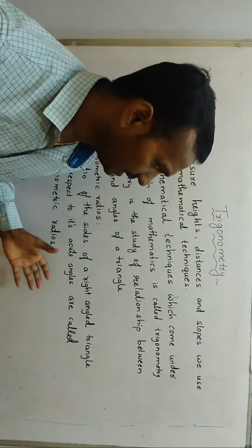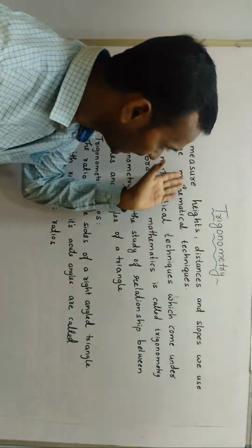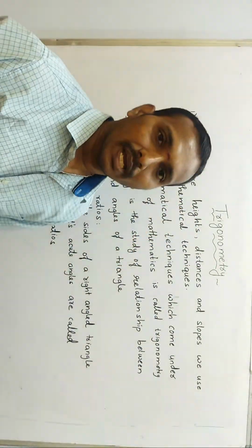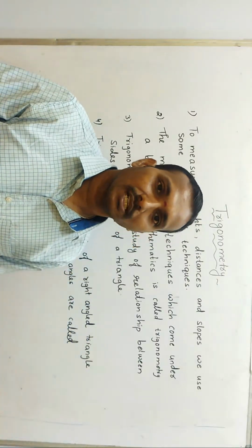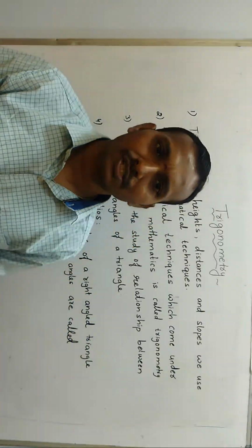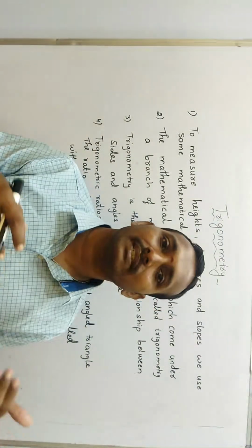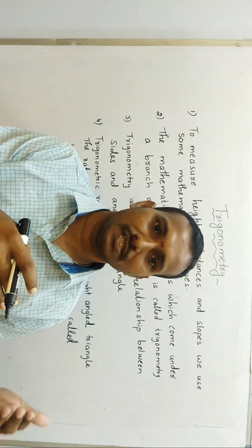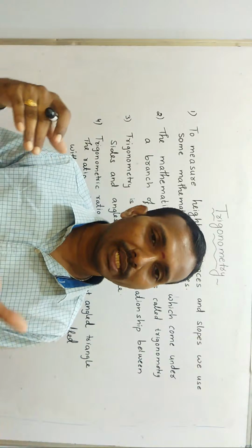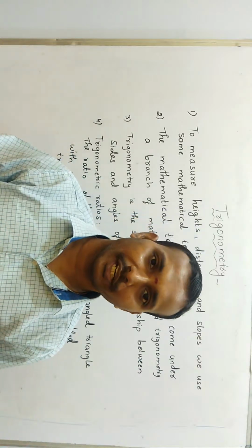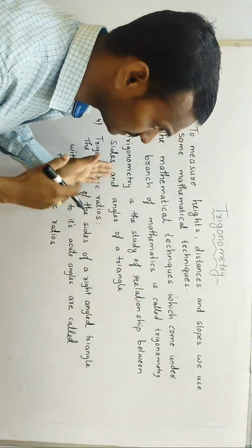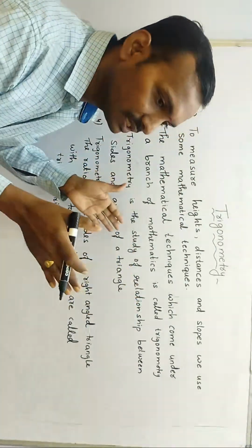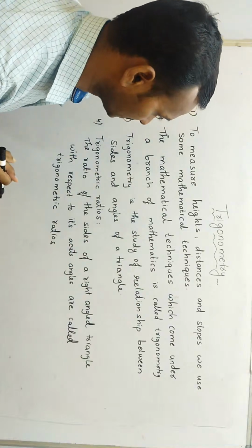So trigonometry helps us to find the height of objects and also the distance between two objects. For example, if you want to calculate the distance between the moon and the earth, we can calculate it with the help of trigonometry. And also the distance between the earth and the sun. Like that, we can calculate the distance between objects.